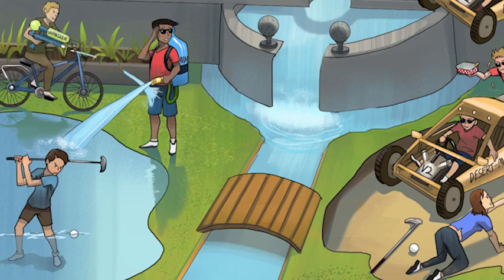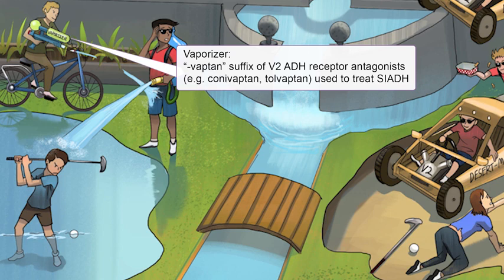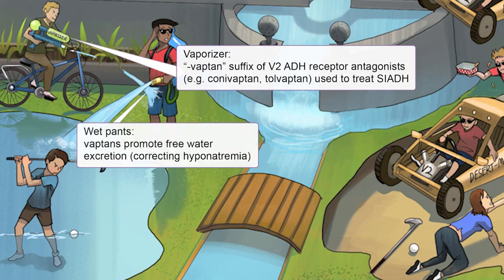His weapon of choice? The vaporizer model squirt gun. Let the word vaporize remind you of the vaptan suffix of V2 receptor antagonists used in the treatment of SIADH, including conivaptan and tolvaptan. By blocking the V2 receptor, these agents inhibit ADH's ability to activate the translocation of aquaporins to the luminal membrane, thereby promoting free water excretion.